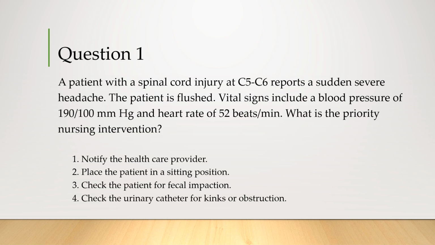So question 1. A patient with spinal cord injury at cervical 5 and 6 reports a sudden severe headache. The client is flushed, with vital signs including a blood pressure of 190/100 and a heart rate of 52 beats per minute. What is the priority? So again, this is a spinal cord injury, so we would place the patient sitting up. Spinal cord injury, patient sitting up. Head injury, patient at 20 to 30 degrees. So those are some of the key differences.